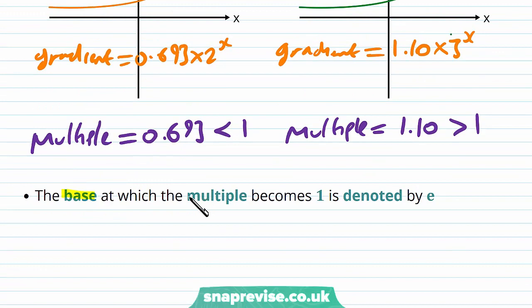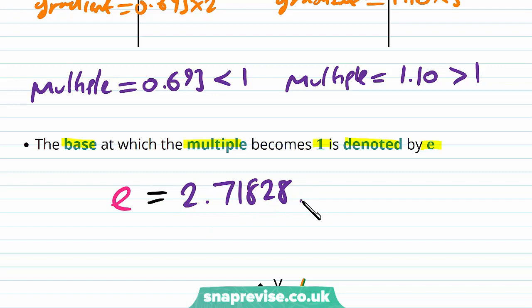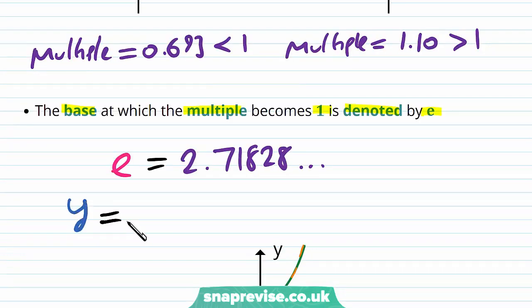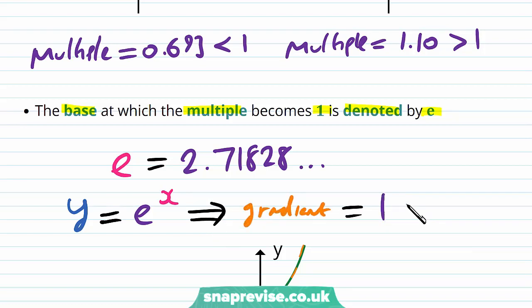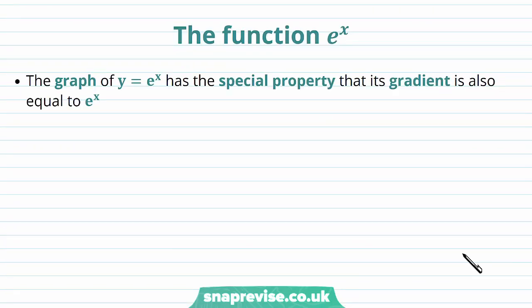And the base at which the multiple becomes 1 is denoted by e. It turns out that e has an approximate value of 2.71828 and so on. If y equals e to the x, then this means that the gradient is equal to 1 times e to the power of x. The multiple is 1. So we have our original function y equals e to the x, and our gradient function is also e to the x. So how can we interpret the function e to the x?